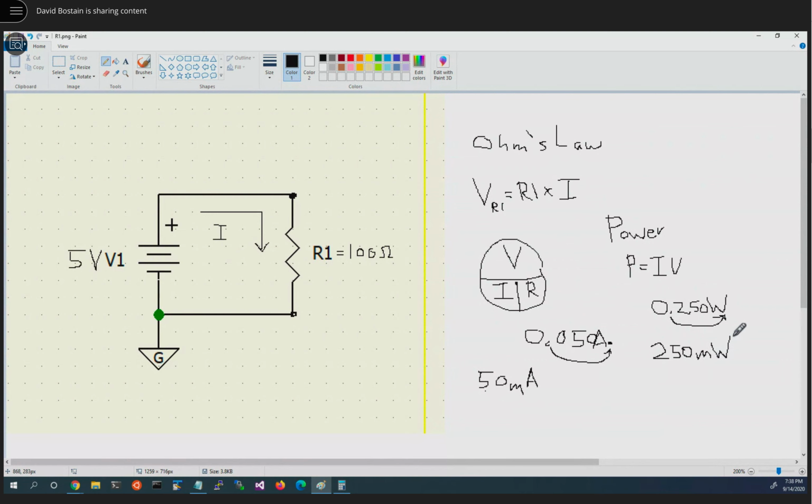Now, if we were going to the store to buy this particular resistor, one of the things we're going to have to do is determine how much wattage the resistor needs to have in order not to get too hot and burn up our circuit. Our choices are going to be 0.5 watt, 0.25 watt, 0.8 watt.